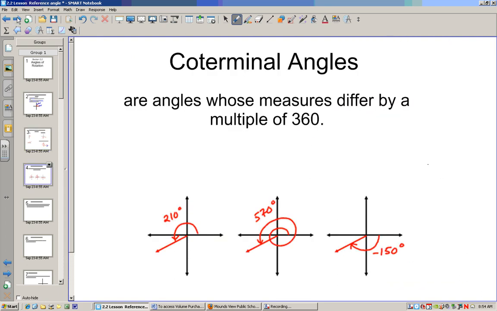Now, those last two angles are what we call coterminal angles. They're angles whose measures differ by a multiple of 360 degrees. So one example is 210. If I add 360 to that, it will be 570. Now, if I subtract 360 from 210, I get negative 150. All three of these are coterminal, and coterminal angles are always going off in the same direction.